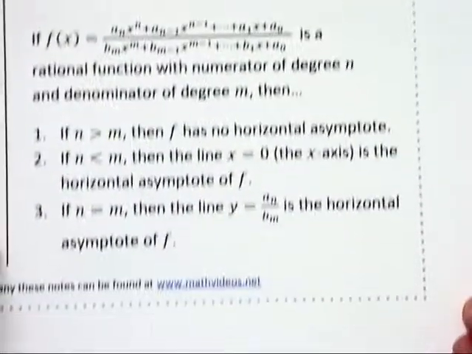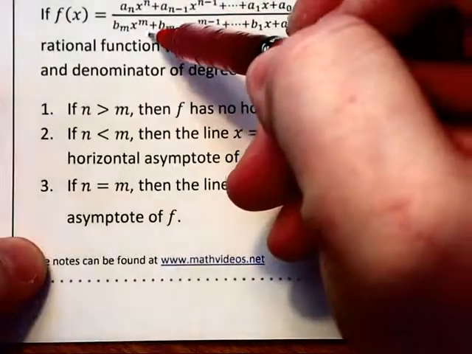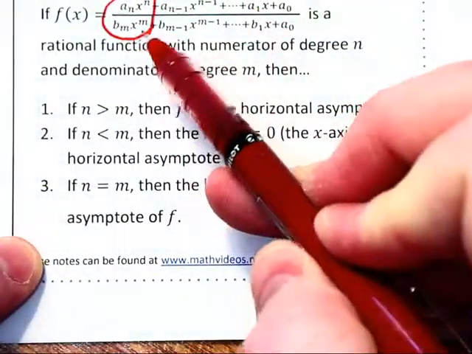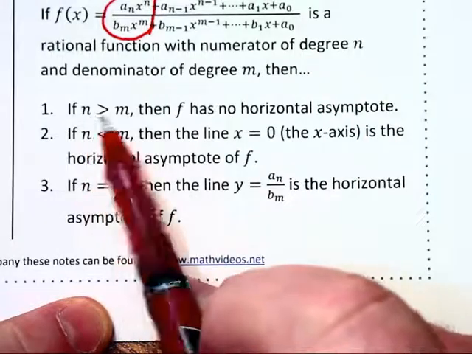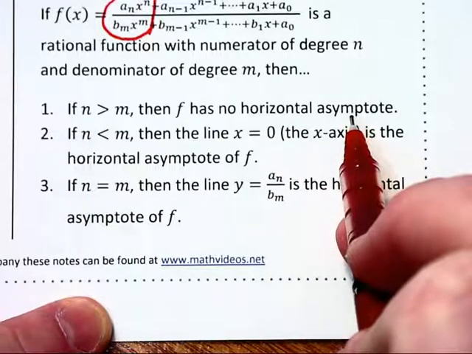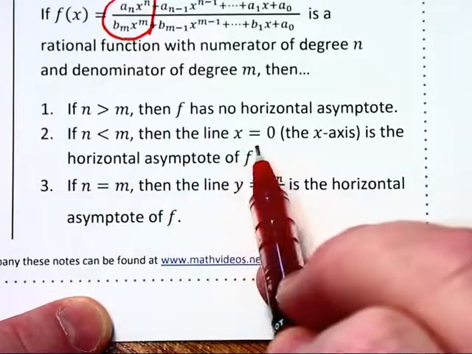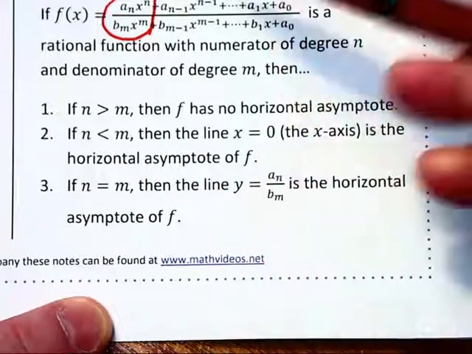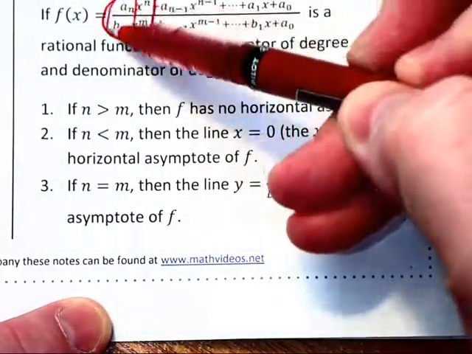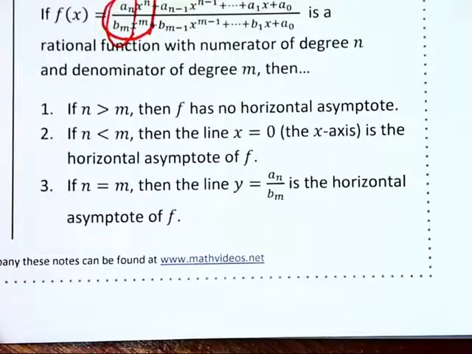As far as horizontal asymptotes go, what you do is you look at your function and you look at the degrees of the leading terms. So the x to the n in the numerator, x to the m in the denominator. If n is higher than m, in other words, if there's a higher degree in the numerator, then there's no horizontal asymptote at all. If the degree of the numerator is less than the degree of the denominator, then the line y equals 0, or the x-axis, is the horizontal asymptote. If the degree is the same, then you're going to have the ratio of these leading coefficients, y equals that ratio, as the horizontal asymptote of the graph that gets drawn.